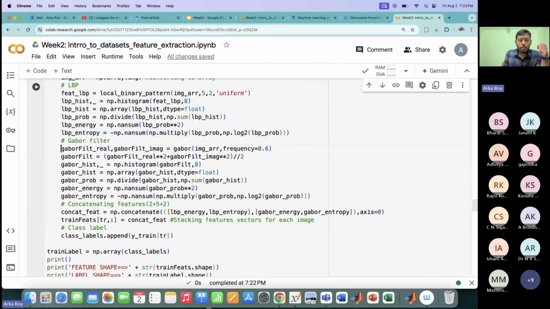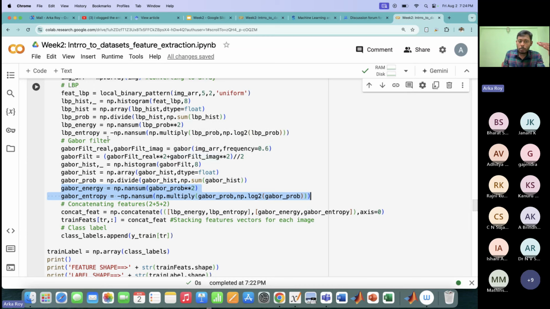Same as for the Gabor filter, we have seen that we can get the real and imaginary filter outputs from the Gabor. Then we can take the magnitude, which is a square plus b square, and we are taking the mod of 2. And then we are taking the histogram. After taking the histogram, we'll get the probabilities, that is, the class occurrence or the pixel intensity occurrence. And then we can extract the energy and entropy. All these things we have done previously, but that was for a single image. Now we have to scale it up for all the images in the data set.